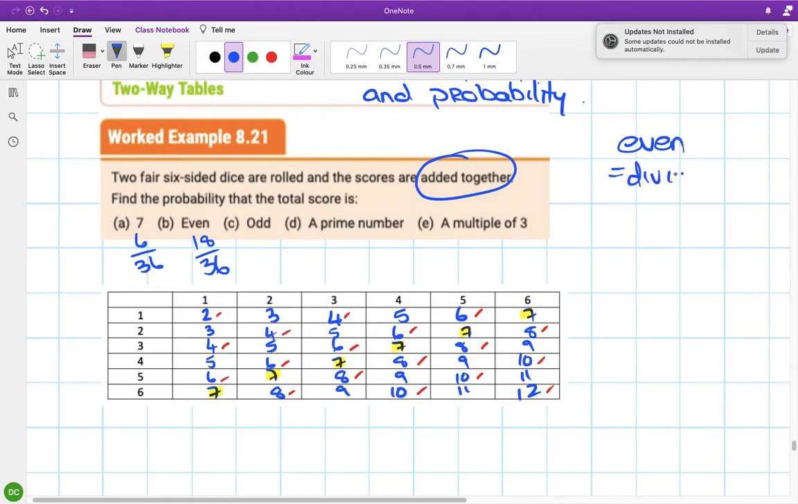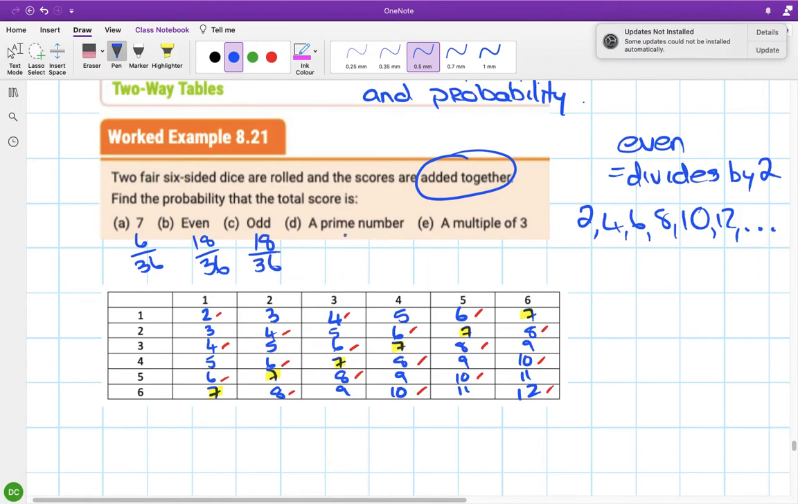It divides by 2. So 2, 4, 6, 8, 10, 12, and so on. They're all your even numbers, okay? Odd then is the other numbers, so the ones that don't divide by 2. So if there's 18 even, there has to be 18 odd. And again, that's a half.